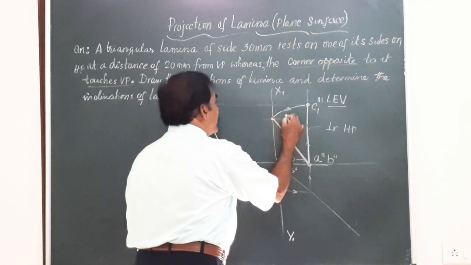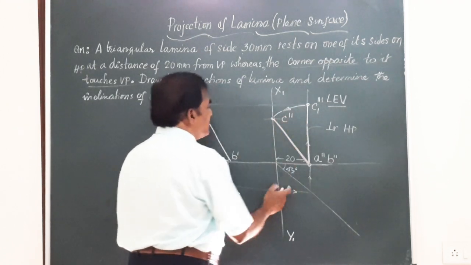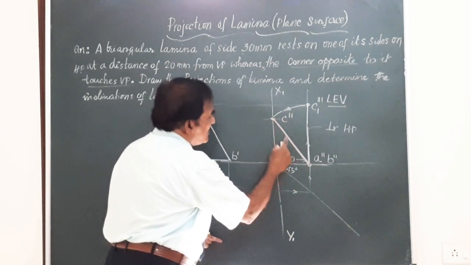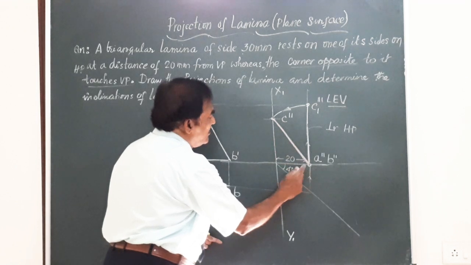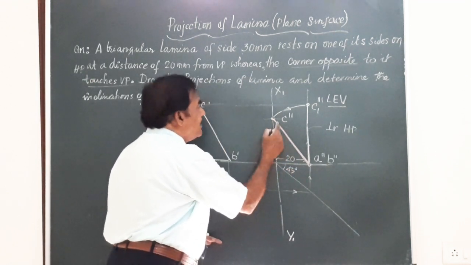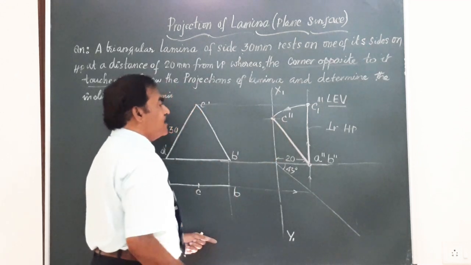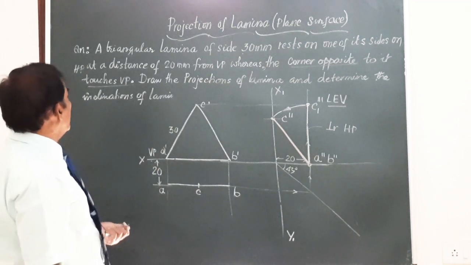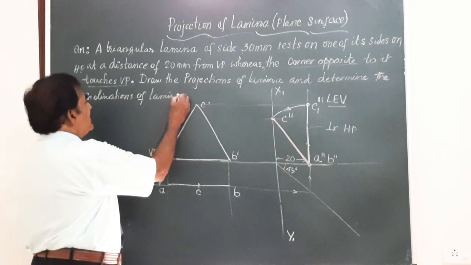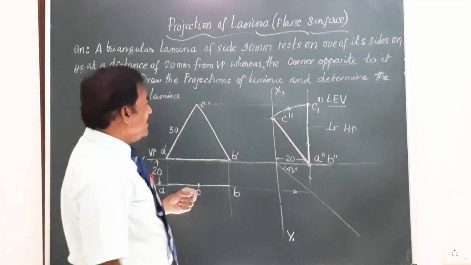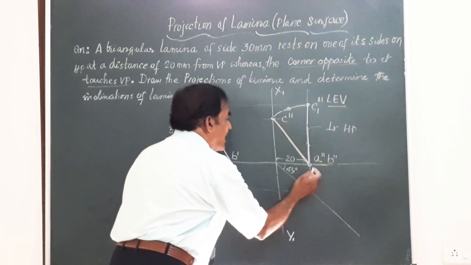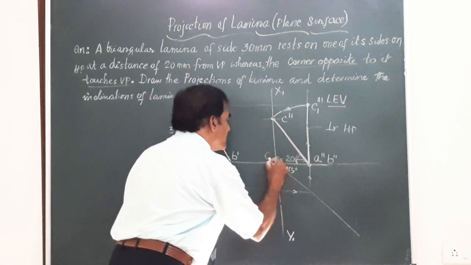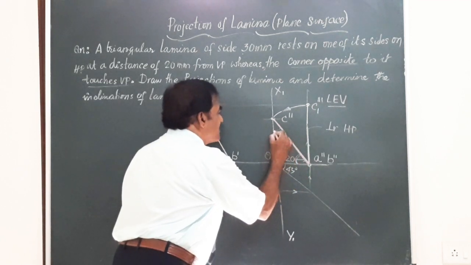So this point I will call C double dash. A double dash, B double dash is the side, C double dash is the corner. So this line represents the surface of the lamina which is resting on side AB on HP, and corner C is touching the wall. Friends, after getting this, they are asking you to find out the inclination of the lamina with HP and VP. Friends, you know very well, the angle made by this colored line along with this will give you theta. This angle is theta and this angle is phi.